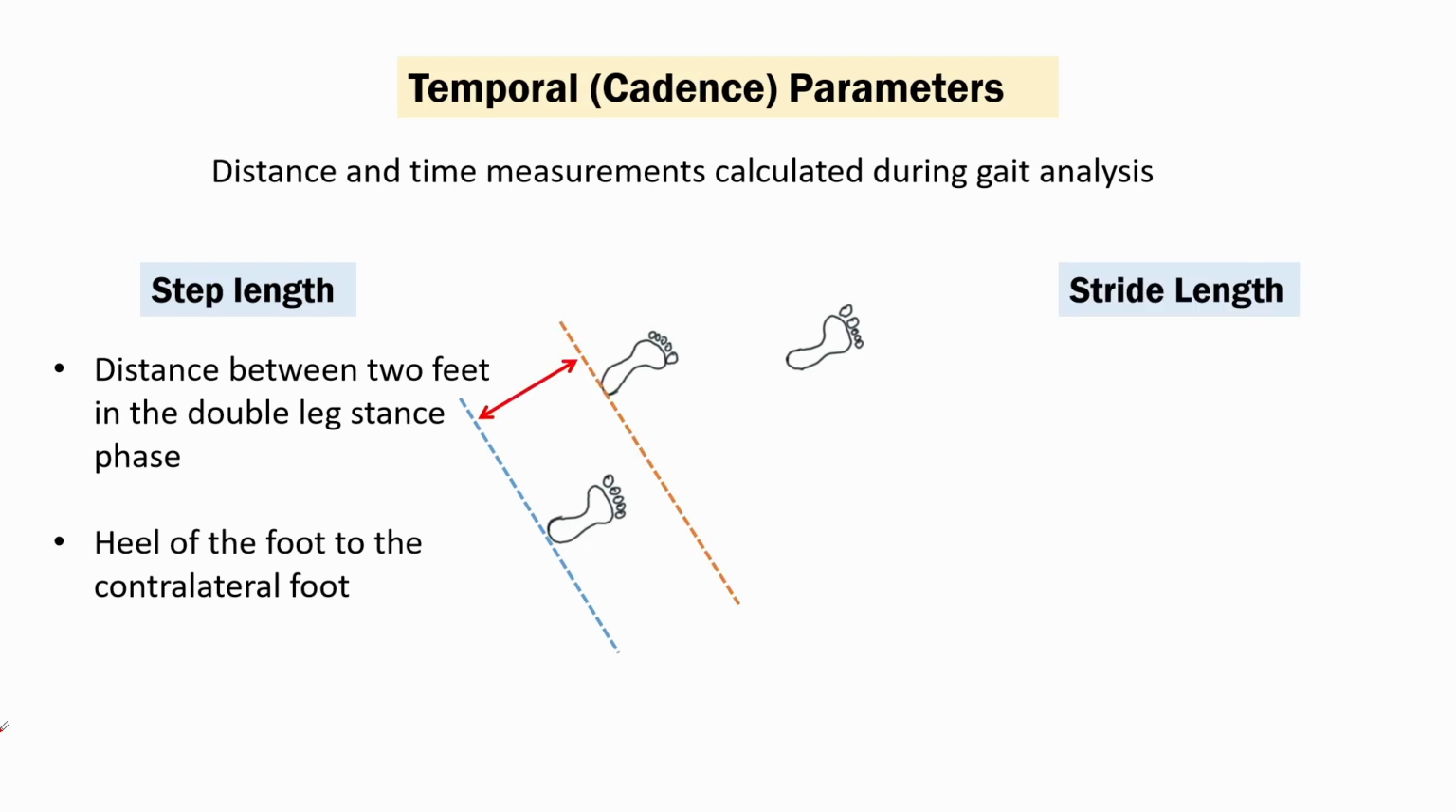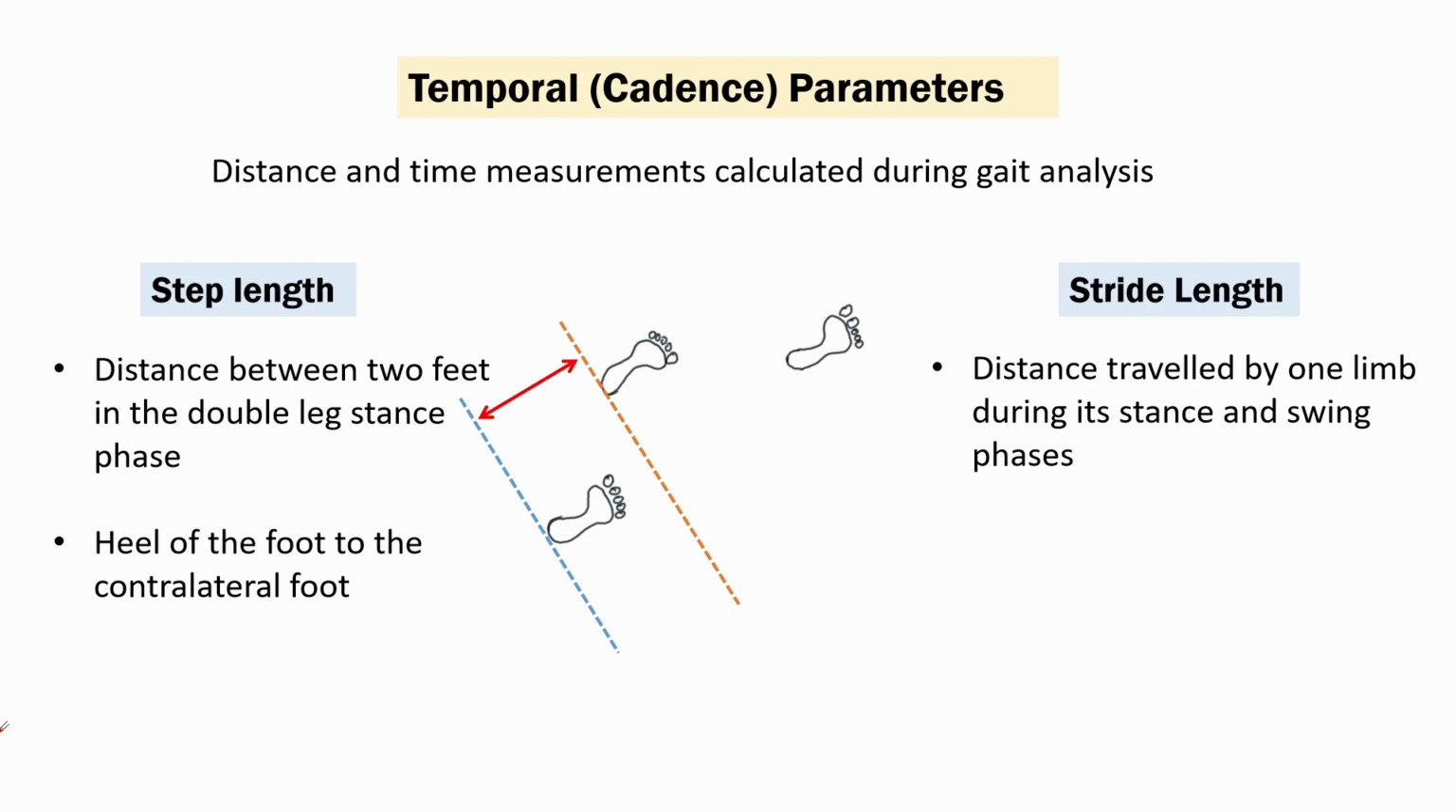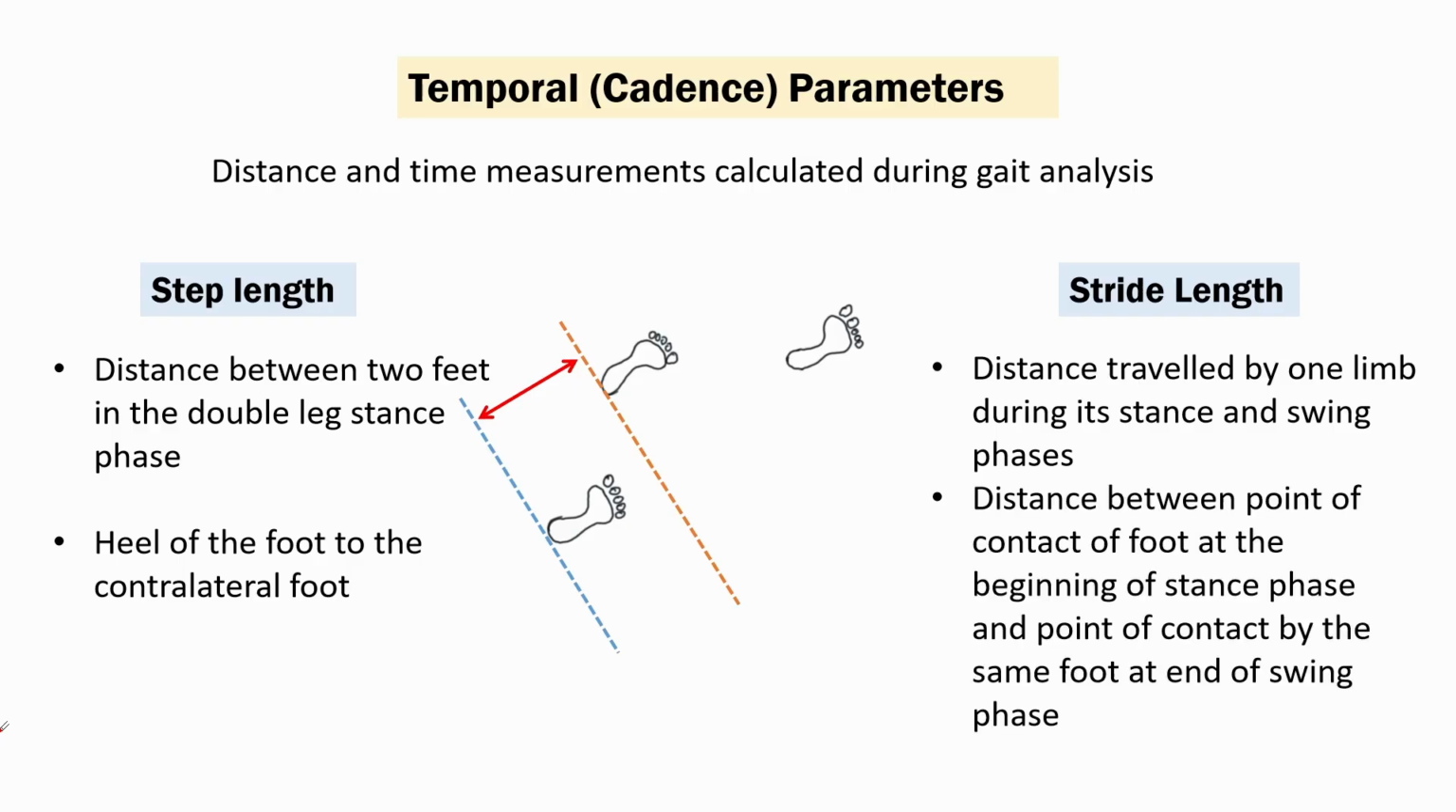The next term is stride length, and this is the distance traveled by one limb during its stance and swing phase, and is calculated as the distance between the point of contact of the foot at the beginning of stance phase and the point of contact by the same foot at the end of swing phase. So between subsequent steps of the same foot is stride length, and the distance between the heel of one foot with the contralateral foot is the step length.